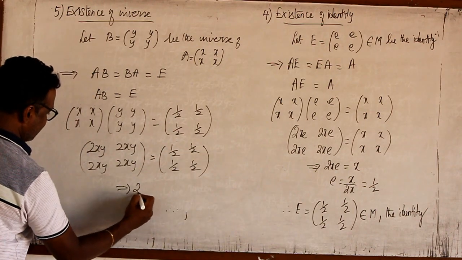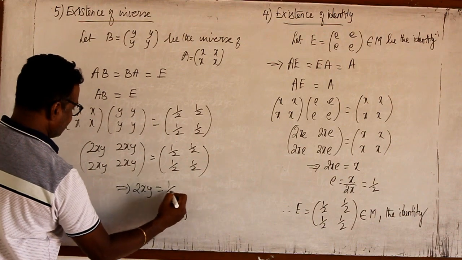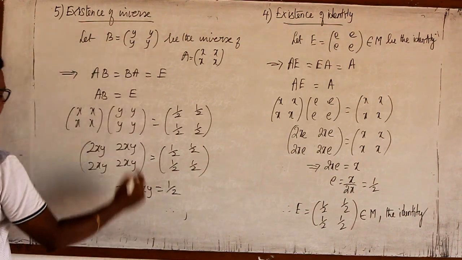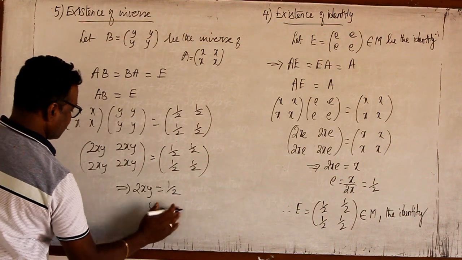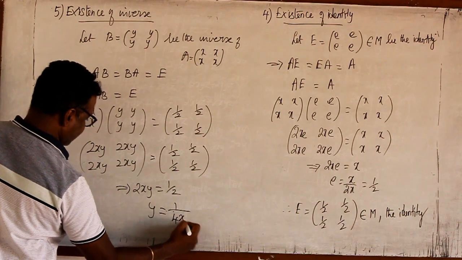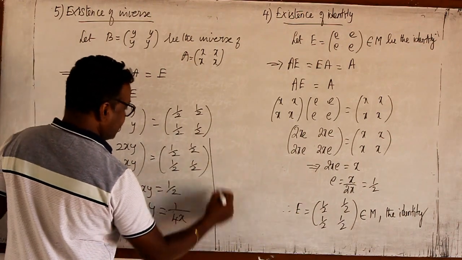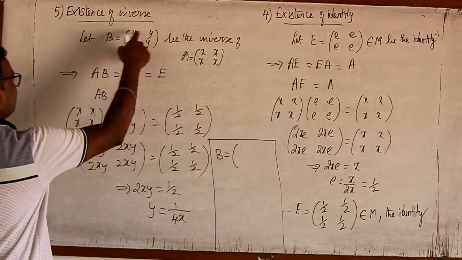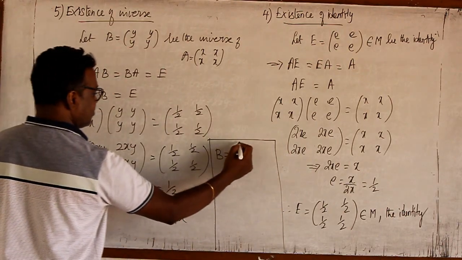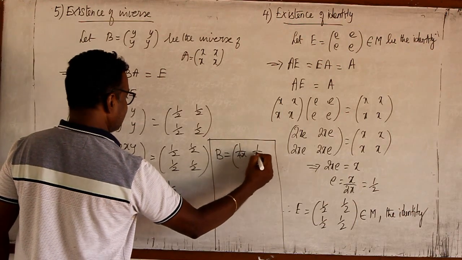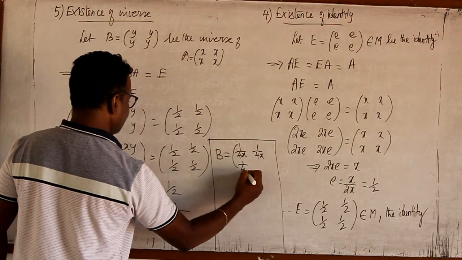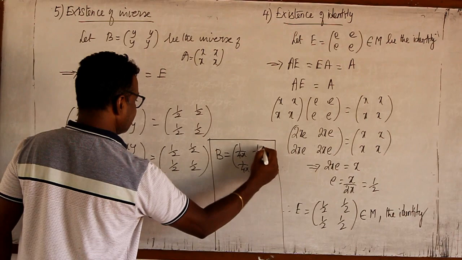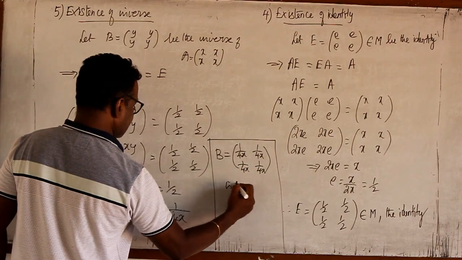When we take only one element, 2xy is equal to 1 by 2. We have to find y, so y is 1 by 4x. Therefore, I can say what is B? Instead of y, I can write 1 by 4x, 1 by 4x, 1 by 4x, 1 by 4x.